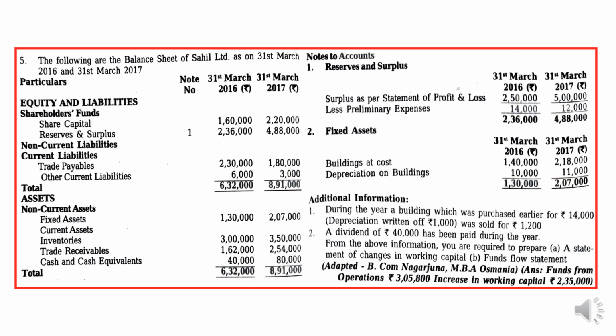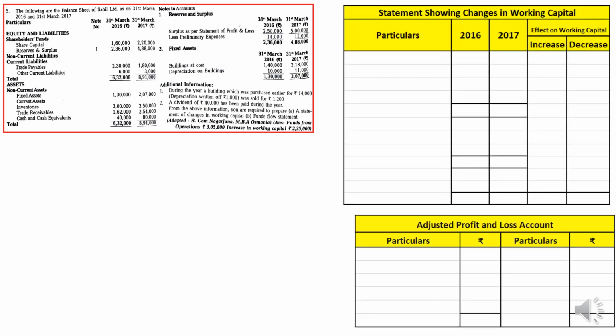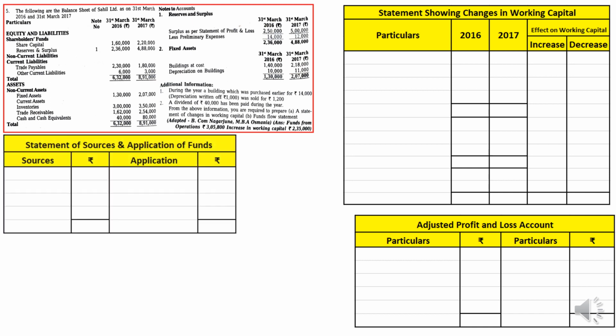A dividend of 40,000 has been paid during the year. From the above information you are required to prepare a statement showing changes in working capital and a fund flow statement. So we'll see how to solve this problem. I have taken the question again for quick review's sake. As you are already aware, we have to prepare the statement showing changes in working capital, then the adjusted profit and loss account, and finally the statement of sources and application, that is the fund flow statement.